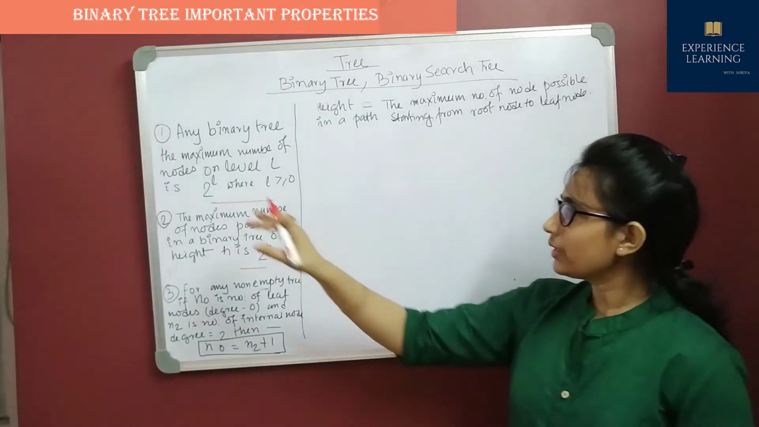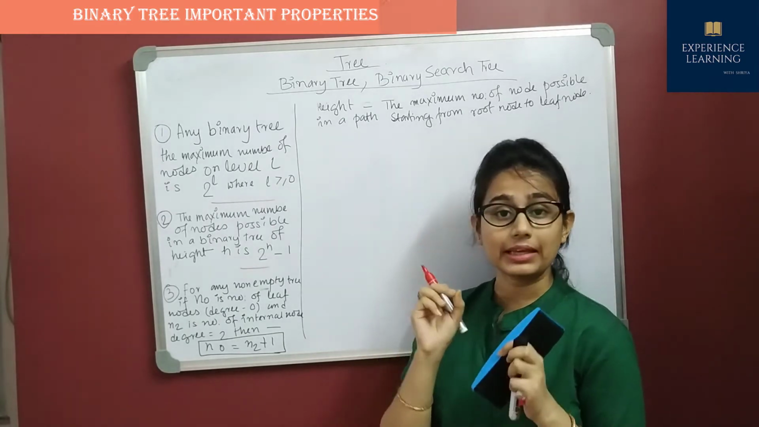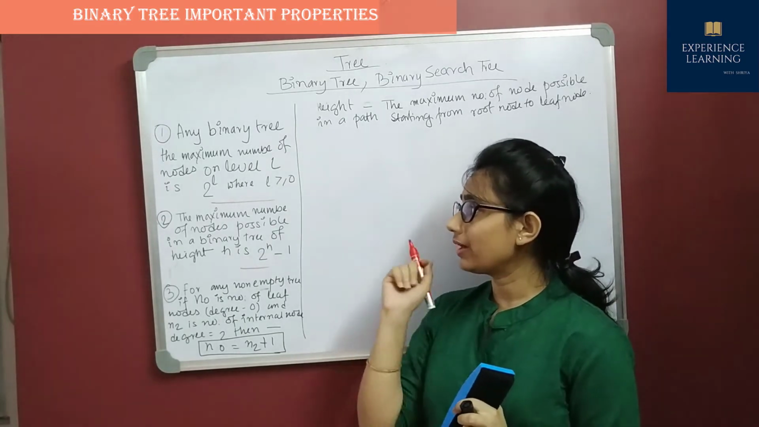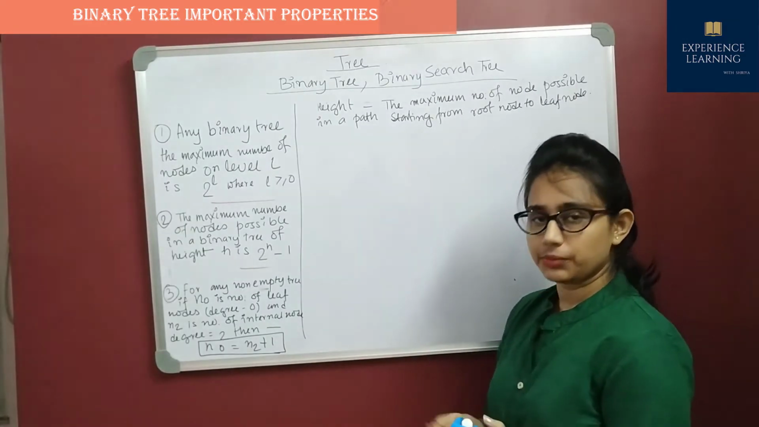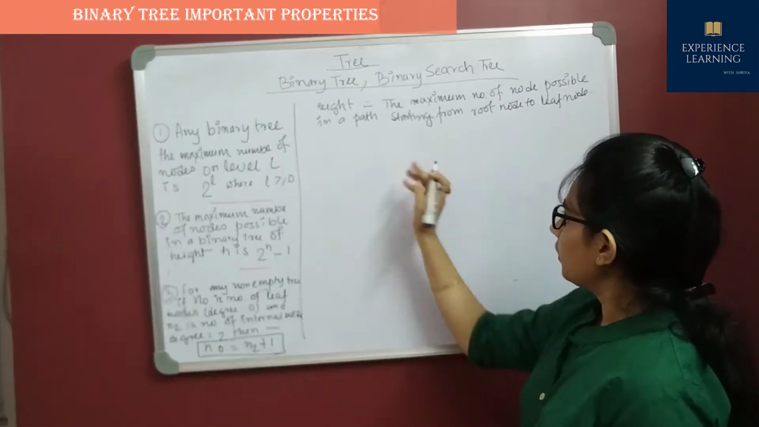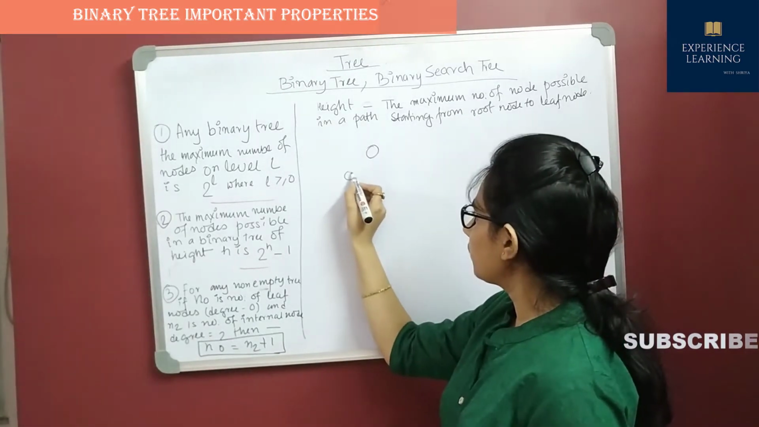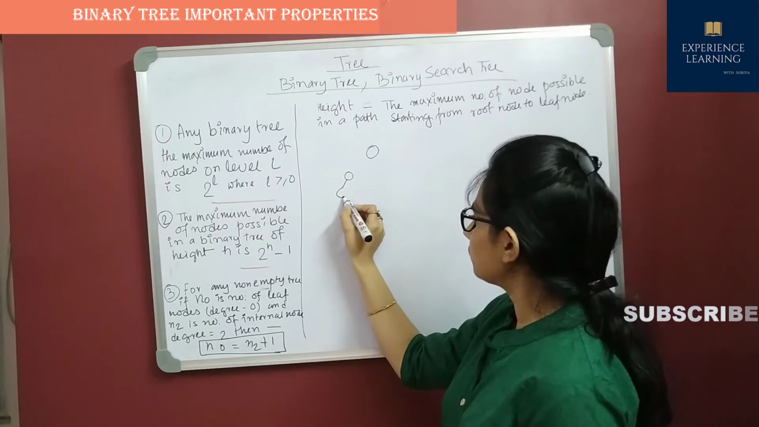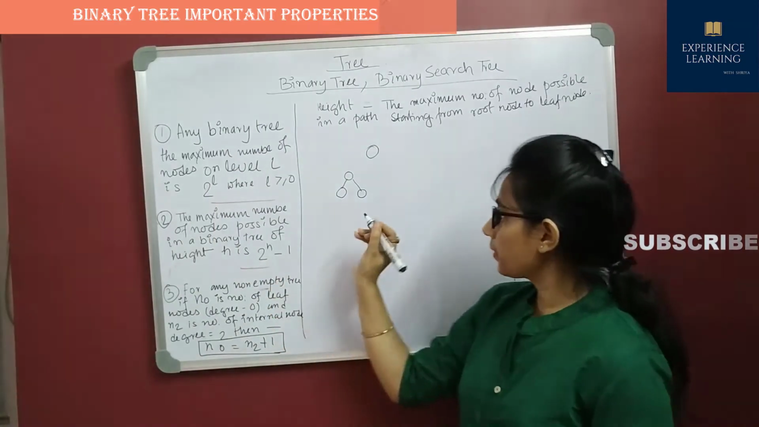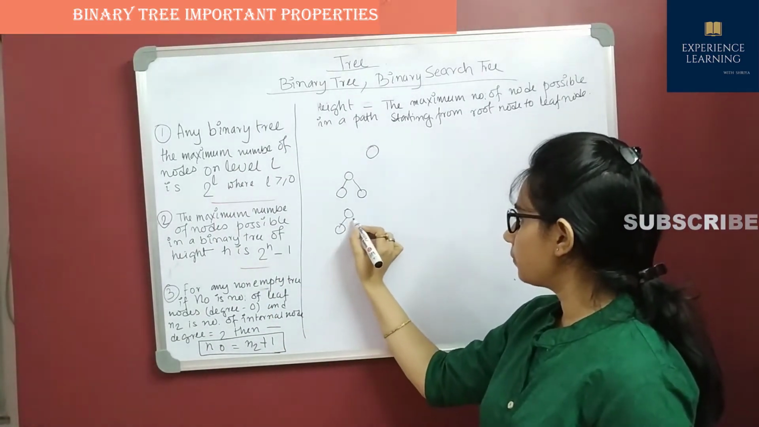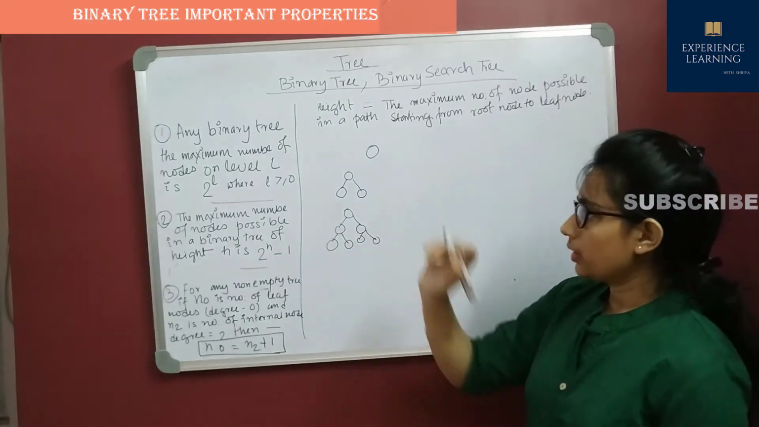Now see, what is given? First one: in any binary tree, the maximum number of nodes on level L is 2 to the power L, where L is greater than or equal to 0. Now see, if I draw the tree, this is also a binary tree, isn't it? And if I draw, see here the maximum number of nodes, okay?